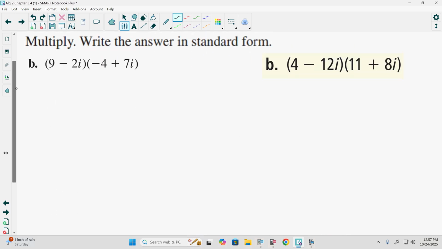9 minus 2i times negative 4 plus 7i. So the first thing we're going to do is distribute the 9. 9 times negative 4 is going to be negative 36. 9 times 7i, 9 times 7 is going to be plus 63i.